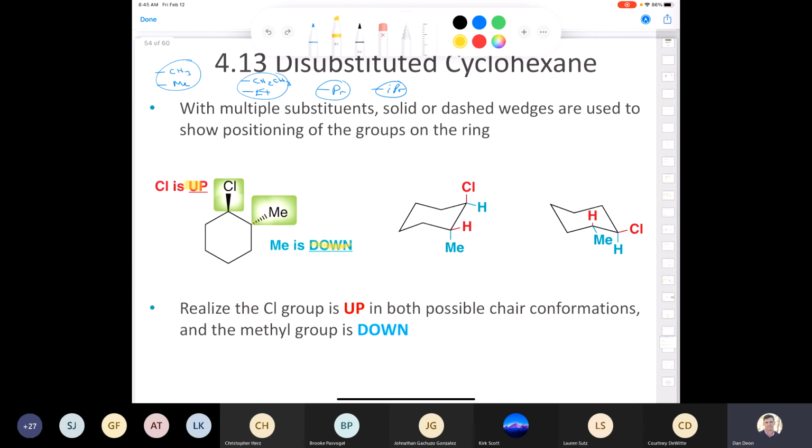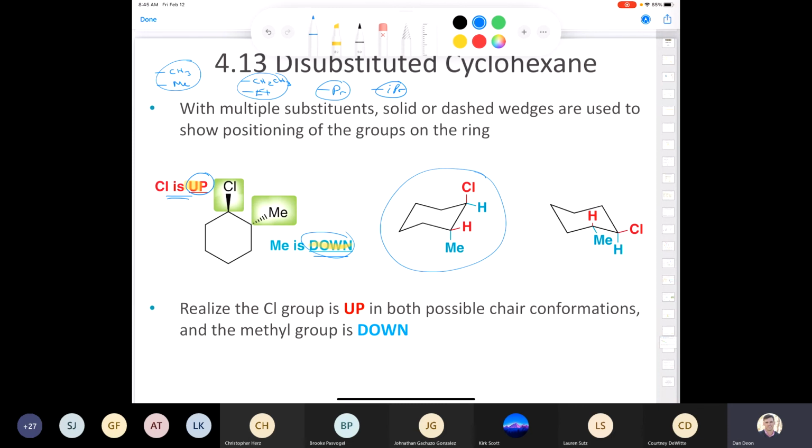Well, hold the phone. Just because this is up, does it mean it's equatorial or does it mean it's axial? I told you that equatorial and axial can both be pointing up. Just because this is pointing down, is it down in axial or is it down in equatorial? The answer is right here, but I want to make a model and show it to you. Before we do that, realize that the chlorine is up in both possible chair conformations and the methyl is always down. If the methyl's down, it's always down. If the chlorine is up, it's always up.